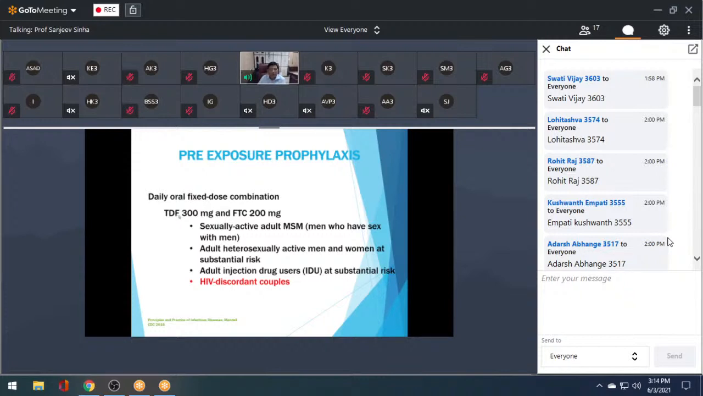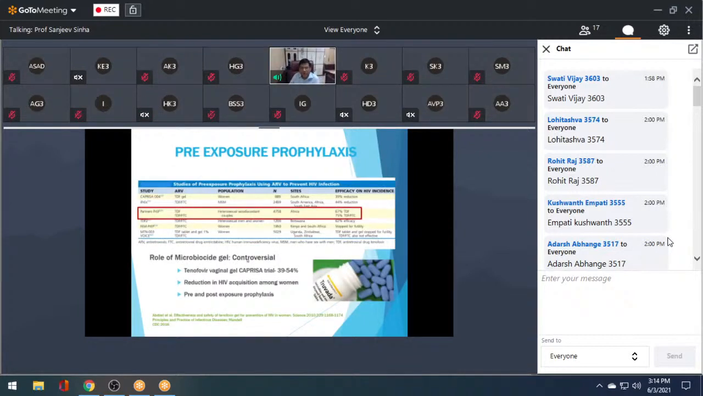So we have a combination of tenofovir 300 milligram and FTC 200 milligram daily, and we give a 3 months regimen once, and then we call them back and we do HIV testing. If the patient is negative, then we give them again a 3 months regimen.